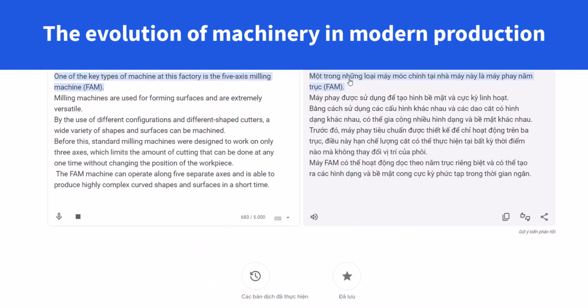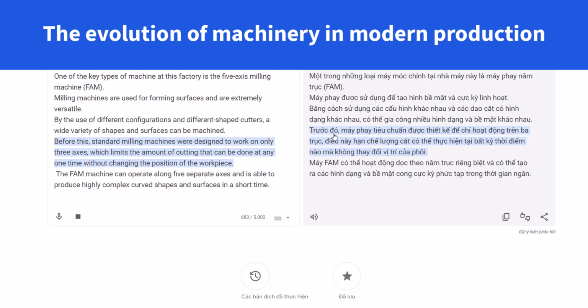One of the key types of machine at this factory is the 5-axis milling machine, FAM. Milling machines are used for forming surfaces and are extremely versatile. By the use of different configurations and different shaped cutters, a wide variety of shapes and surfaces can be machined.